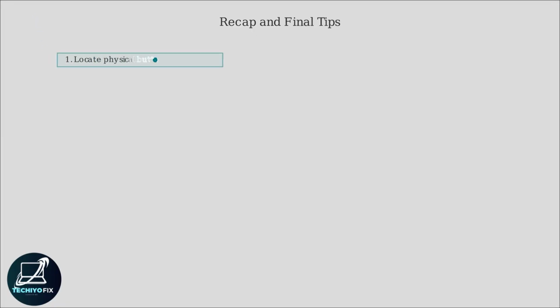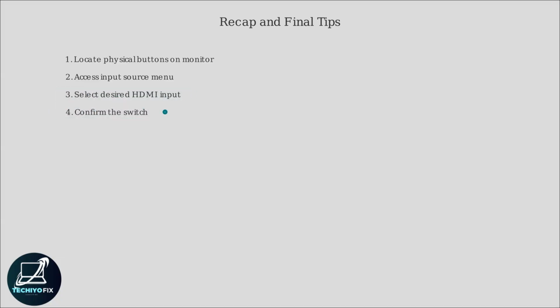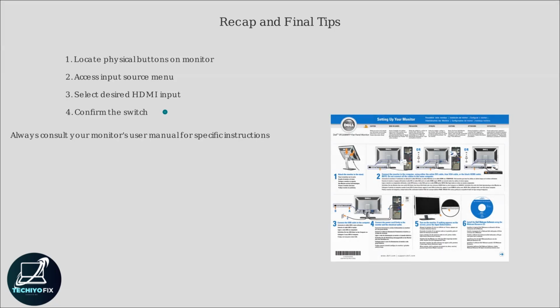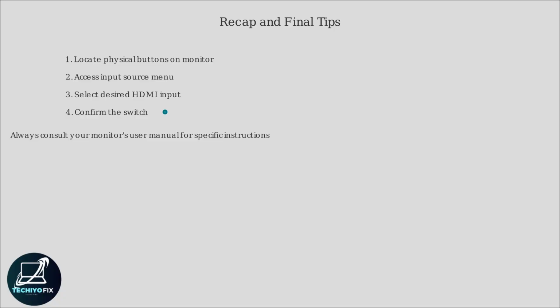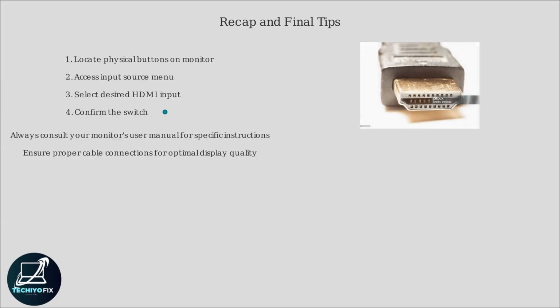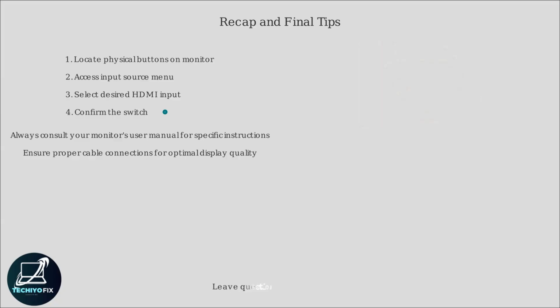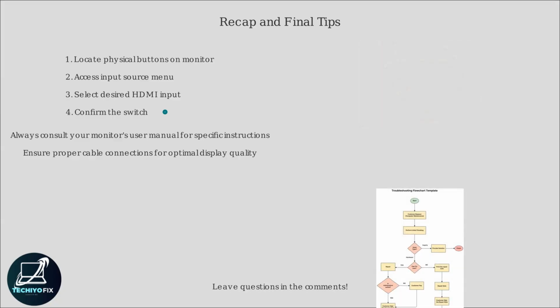To recap, switching HDMI inputs involves locating the physical buttons on your monitor, accessing the input source menu, selecting the desired HDMI input, and confirming the switch. Remember to consult your monitor's user manual for specific instructions tailored to your model. For optimal display quality, ensure proper cable connections are made securely. If you encounter issues, refer to troubleshooting guides.